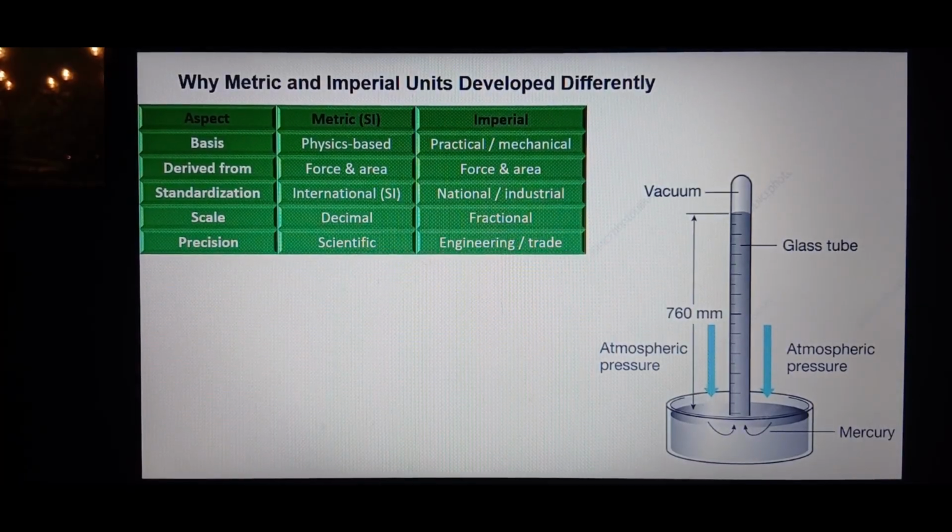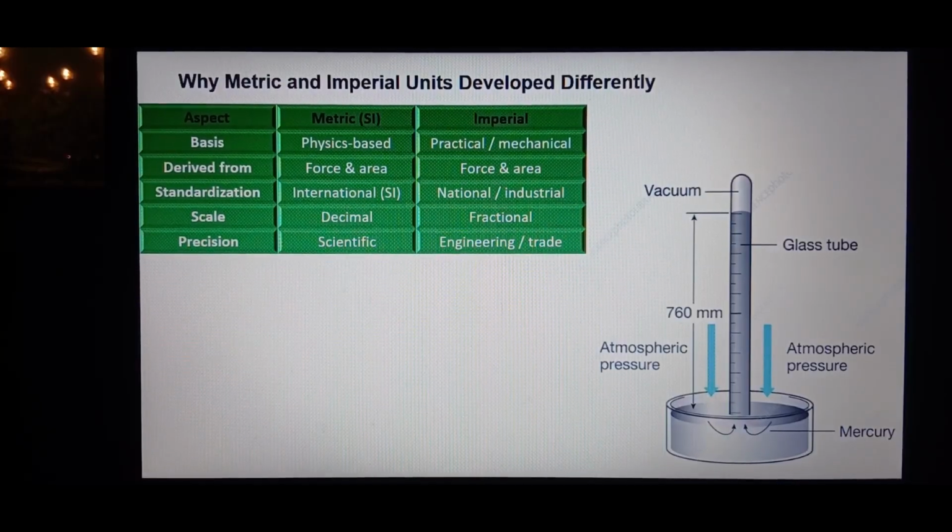Why metric and imperial units developed differently? Look at the aspect. The basis for the metric was physics-based. For imperial, it was practical or mechanical. The aspect derived from was the force and the area. And for the imperial was also force and area. For the standardization, the international metric SI, and then you had the imperial, national, and industrial.